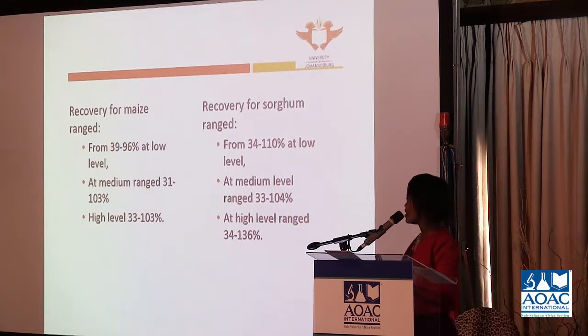My recoveries for maize range from 39% to 96% at low level, at medium range from 31% to 103%, and at high level range from 33% to 103%. And recoveries for sorghum range from 34% to 110% at low level, and at medium range from 33% to 104%, while at high level range from 34% to 136%.